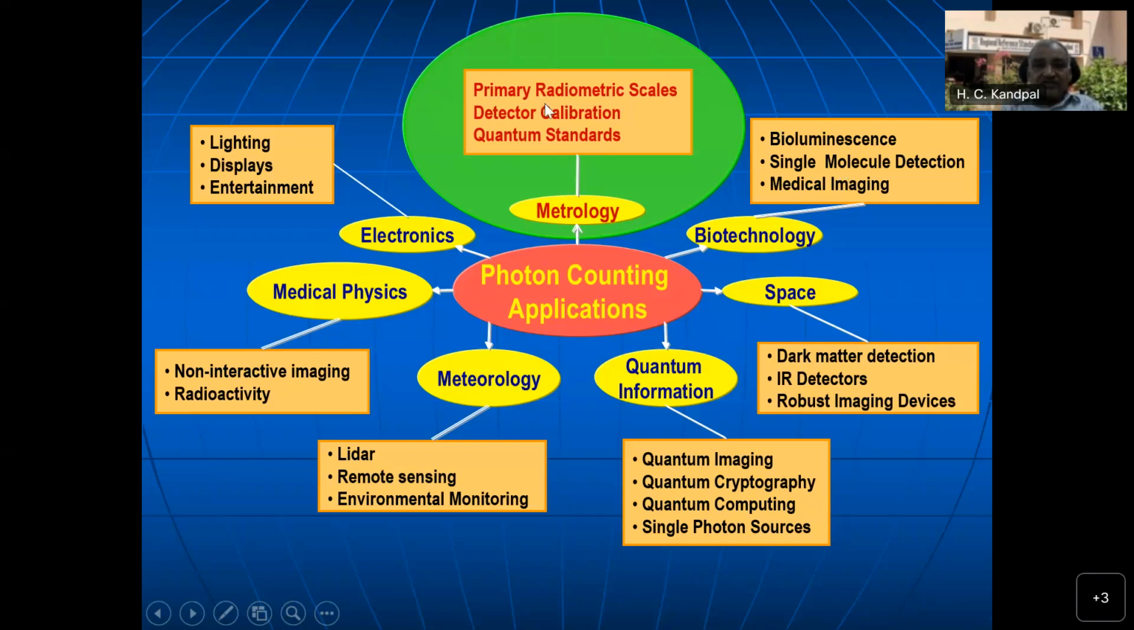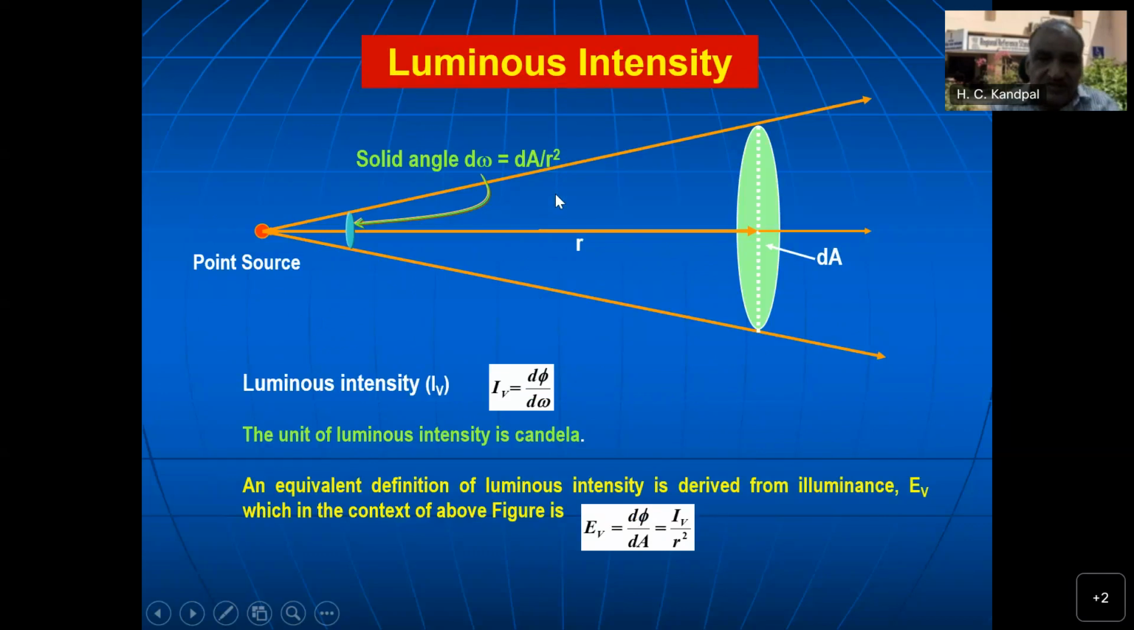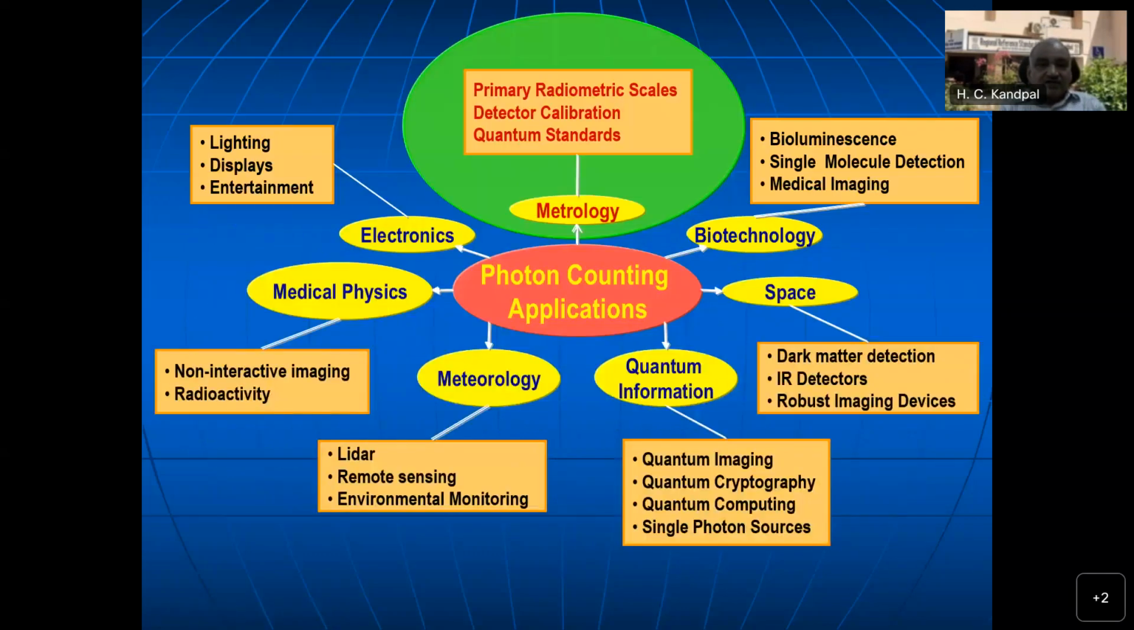Here it is, this metrology. This is classical. These are in radiometric terms. And then detector calibration and quantum standards will be there. I don't know what the status of quantum standards is at present, but when I was there, quantum standards were being talked about in a big way, but somehow that has taken a lower side at present.